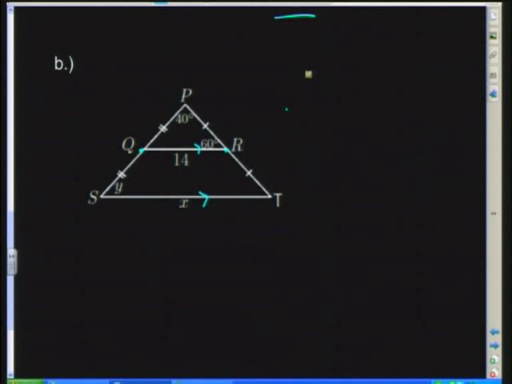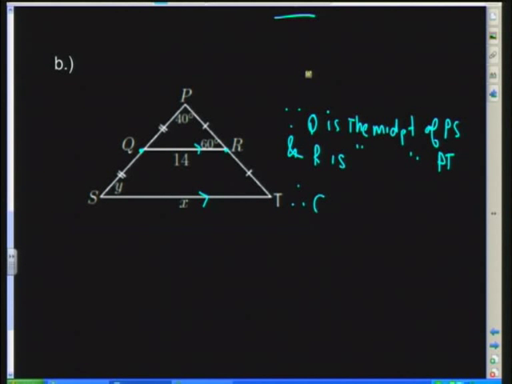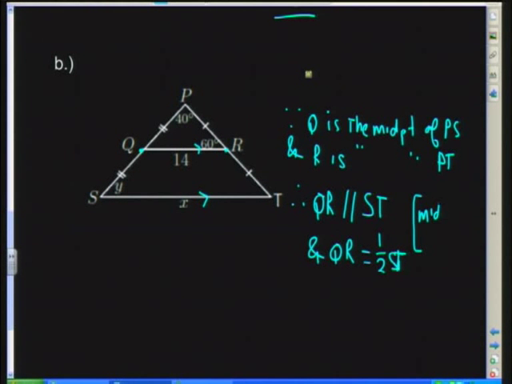We can say, since Q is the midpoint of PS and R is the midpoint of PT, right? Therefore, QR will be parallel to ST, and QR will be equal to a half of ST. And all of this follows just because it is the midpoint theorem. Okay, so that comes straight from the midpoint theorem.